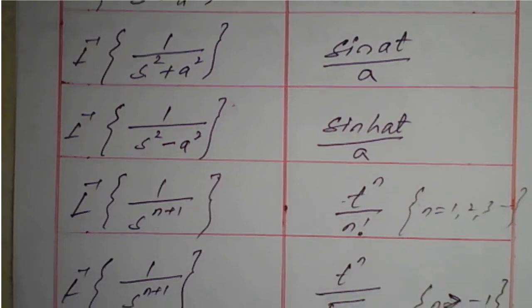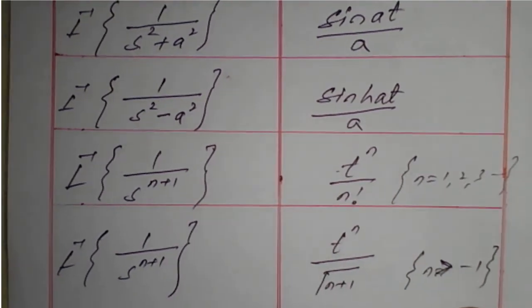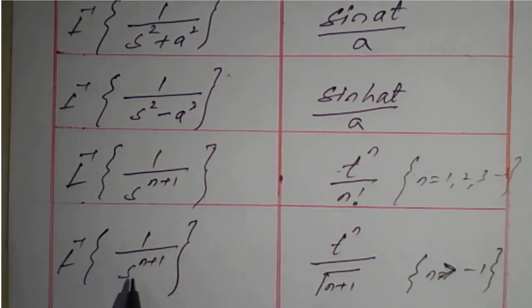And one more formula we have here. L inverse of 1 upon s raised to n plus 1 is t raised to n upon gamma of n plus 1 when n is greater than minus 1, or I can say that n is in the form of p by q. If the n value is a fraction, then we'll use this.